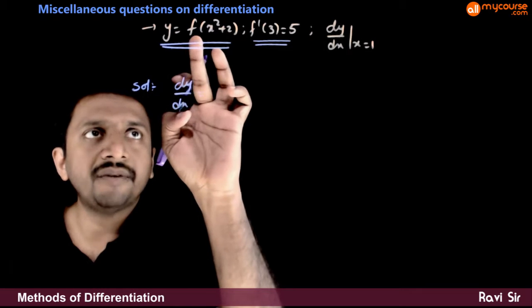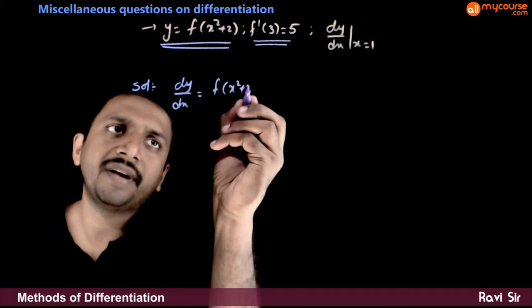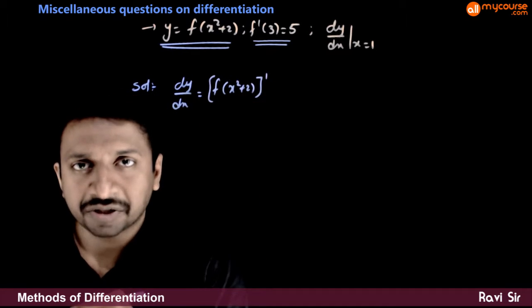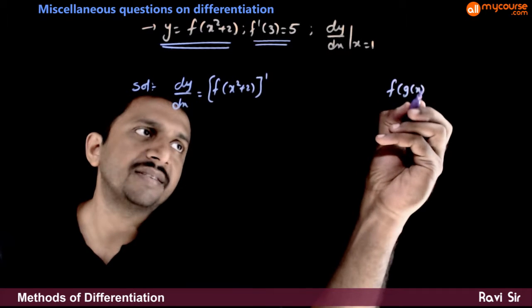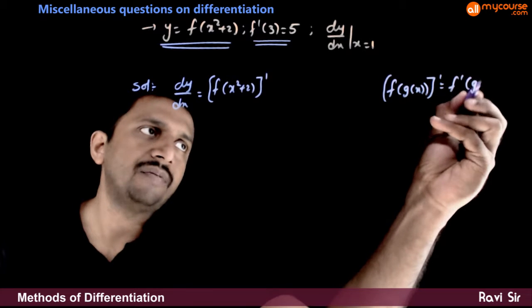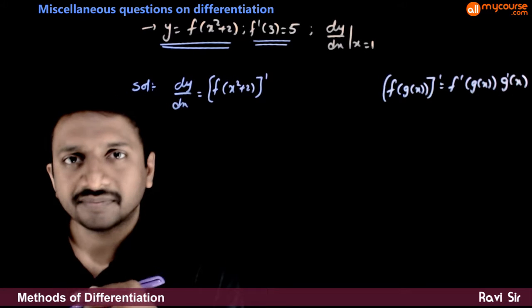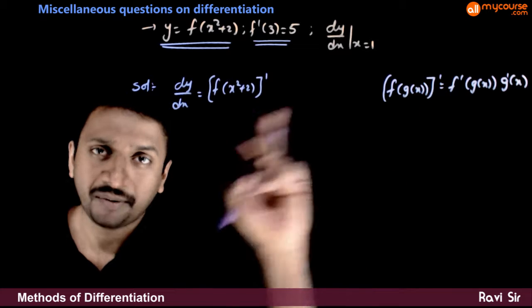So this is of the form f of g of x, right? Dy by dx is f of (x square plus 2) dash. So we know that f of g of x whole dash is equal to f dash of g of x times g dash of x. This is called the chain rule.